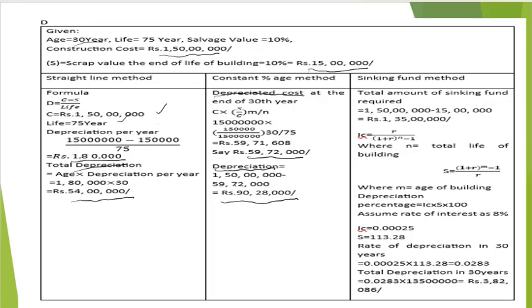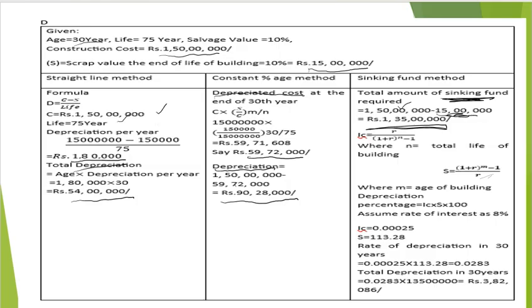So the third method is the sinking fund method. The first thing you have to find out is how much sinking fund you have to accumulate. So you have to accumulate a sum of 1 crore 50 lakh minus 15 lakh, which is the salvage value. So basically, instead of 1 crore 50 lakh, you have to accumulate a sum of 1 crore 35 lakh. Then you know the formula for ic, which is r upon (1 plus r) raised to power n minus 1, where n is the age of the building, and s, which is (1 plus r) raised to power m minus 1 upon r, where m is the age of the building.